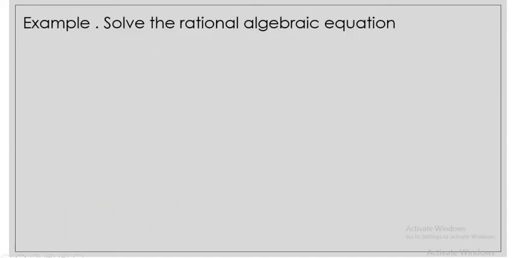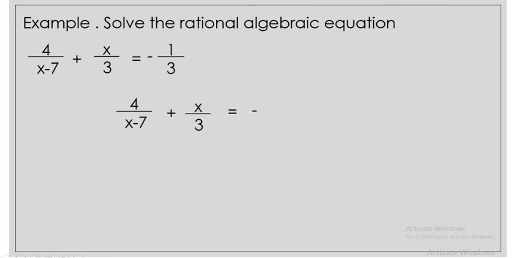So let's have our last example. Solve the rational algebraic equation 4 over x minus 7 plus x over 3 is equal to negative 1 over 3. So copy our equation, then put brackets on both sides. Then look at the denominators. We have x minus 7 and we have 3. So we will write x minus 7 and 3.